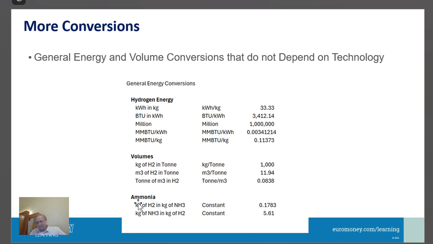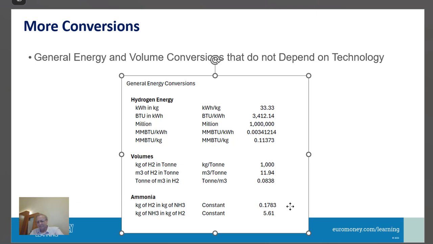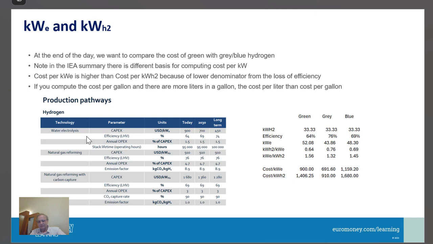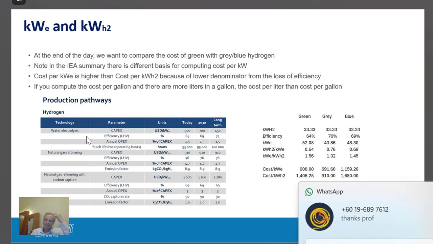For ammonia, I have to think about this. Hydrogen weighs less than ammonia because nitrogen weighs more than hydrogen, since it has more electrons and protons. So this number is less than 1 if we measure the kilograms in 1 ton of ammonia. Okay, and then I love this thing from the IEA.